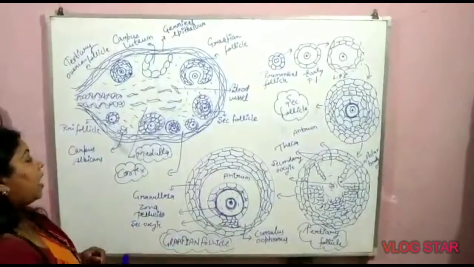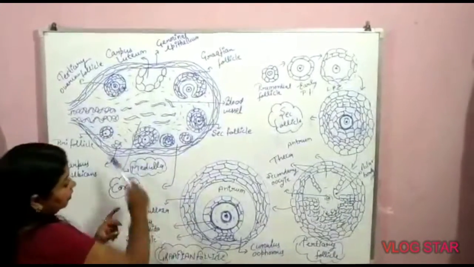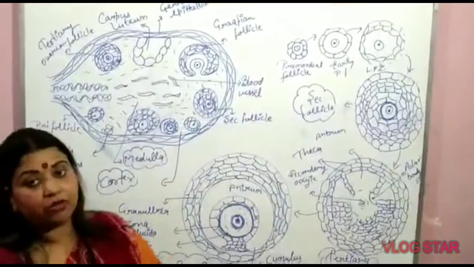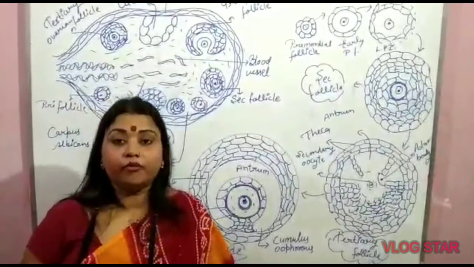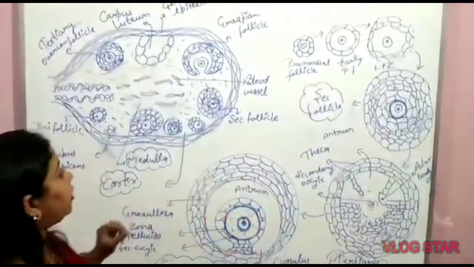Now we will start with how these follicles are developed. When follicular development is complete, then ovulation takes place. Ovulation means the ova formed by these follicles. This is the main development of follicles.